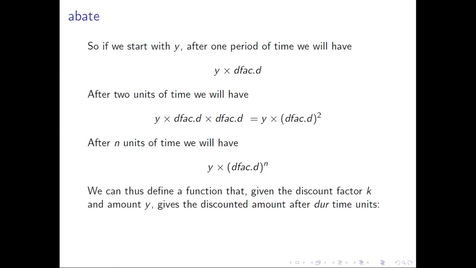We can thus define a function that, given the discount factor and an amount Y, gives the discounted amount after a given number of time units. And that's simple. We will call that function a bait, and we have a bait of k of n, Y is equal to Y times k to the power of n. Very simple.